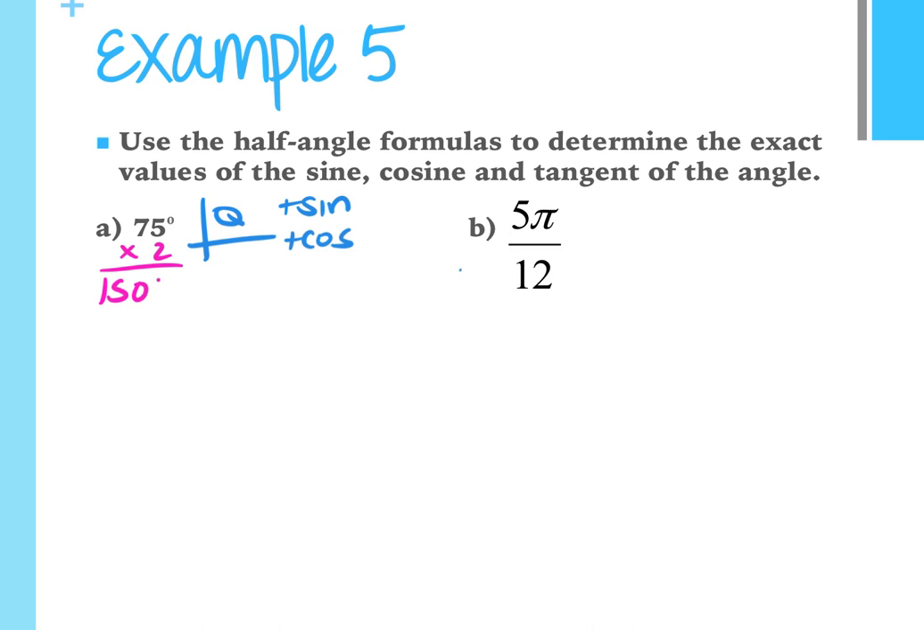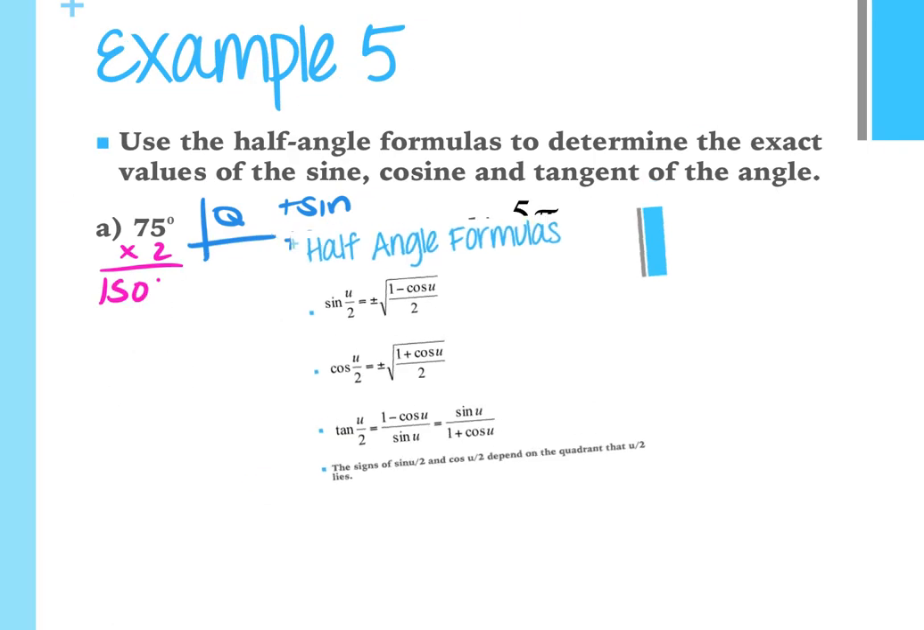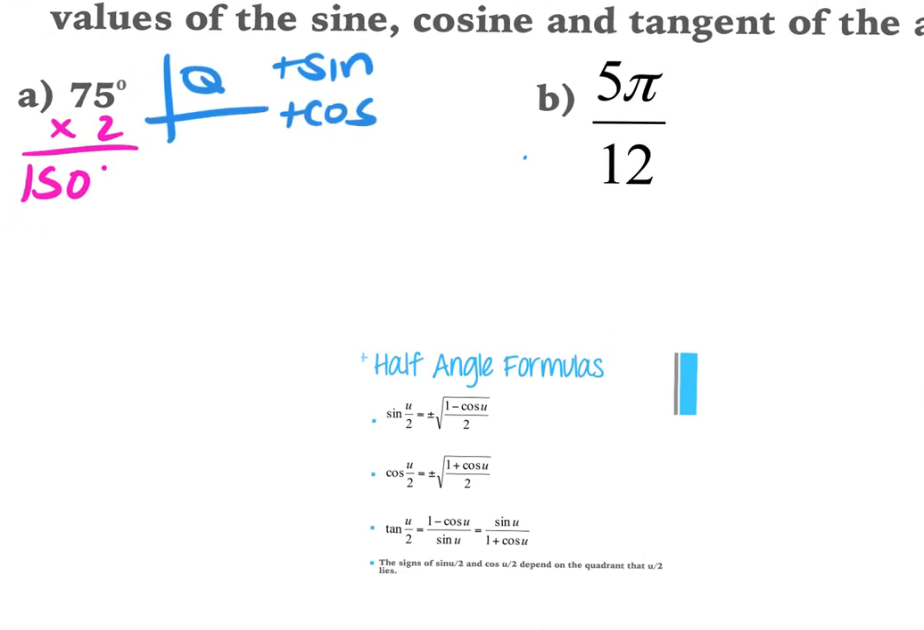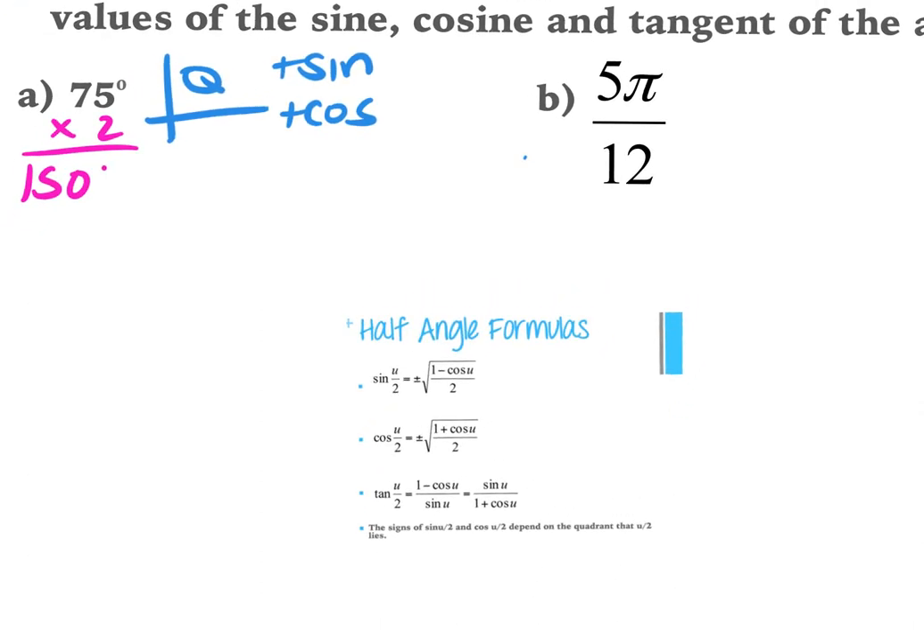So again, I'll bring in the formulas so they're in front of our faces. Quiz-wise you won't need all of them, but you could get any one of the three, so we're going to practice them all. All right, so the first one is the sine of 150 over 2, which is the sine of 75. That's what we're finding. And our u is the 150.